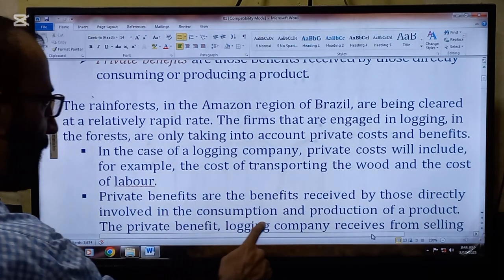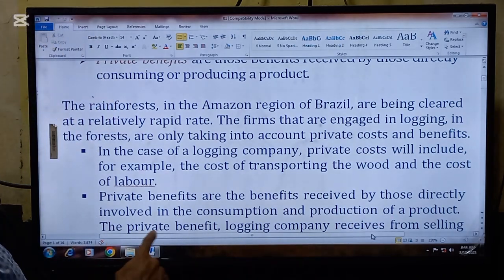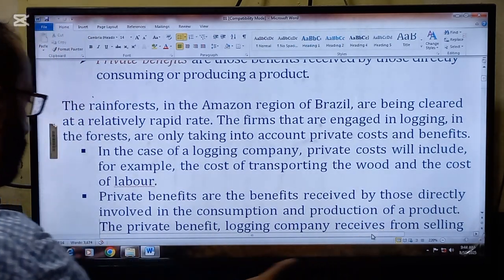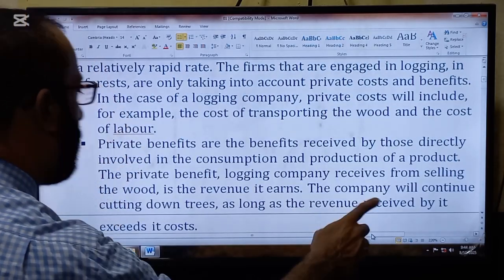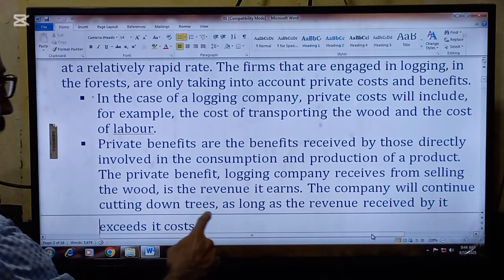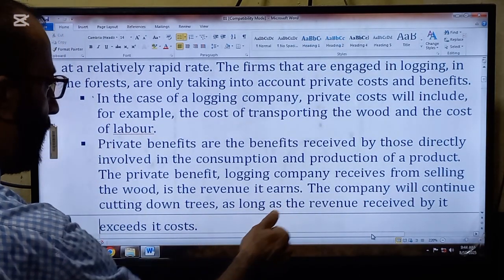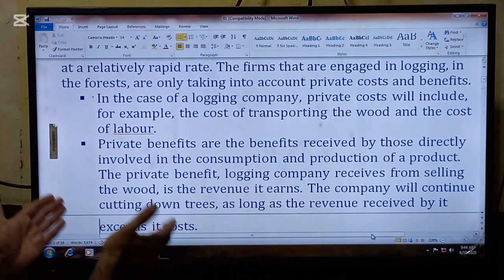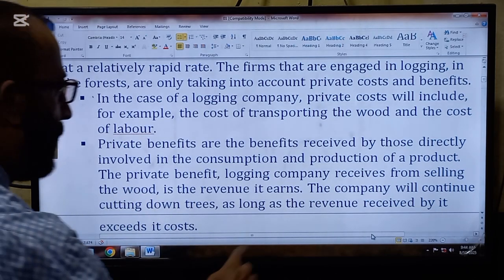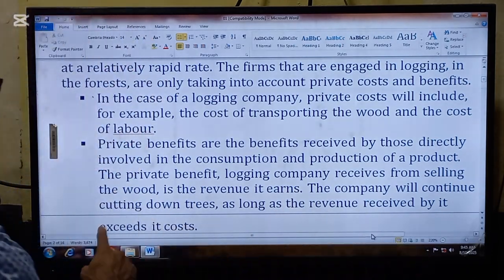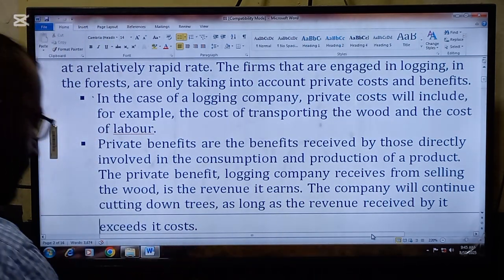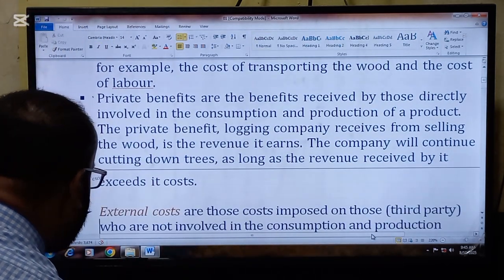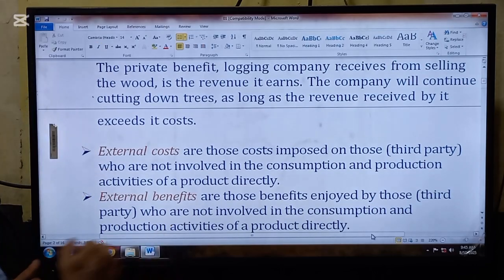Private benefits are the benefits received by those directly involved in the consumption and production of the product. The private benefit the logging company receives from selling the wood is the revenue it earns. So definitely the revenue is the private benefit for the logging company. The company will continue cutting down trees as long as the revenue received by it exceeds its cost. Okay, next we are going to read two new definitions.